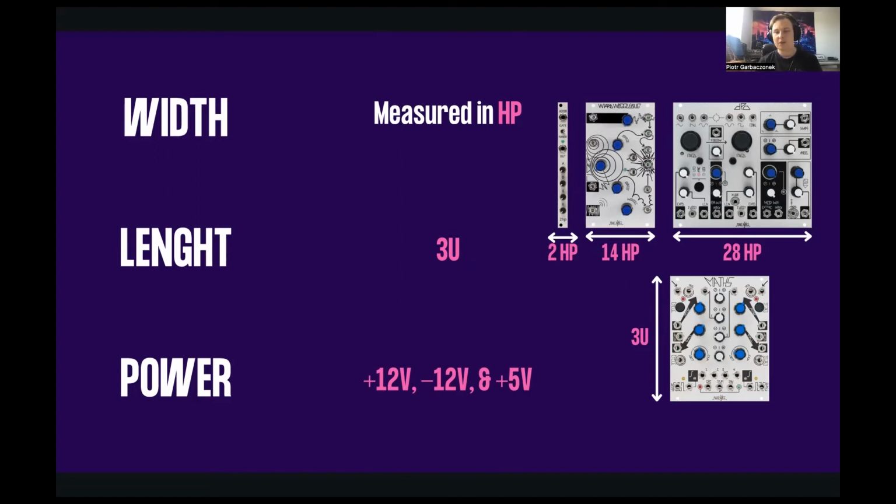And then the power is +12, -12, and ground 5V. So you have a ribbon cable, and where there is a red stripe or a red line, that means -12V is passing through. And that's how generally you're supposed to plug it into the power supply. We're gonna get into more specifics later on, of course.